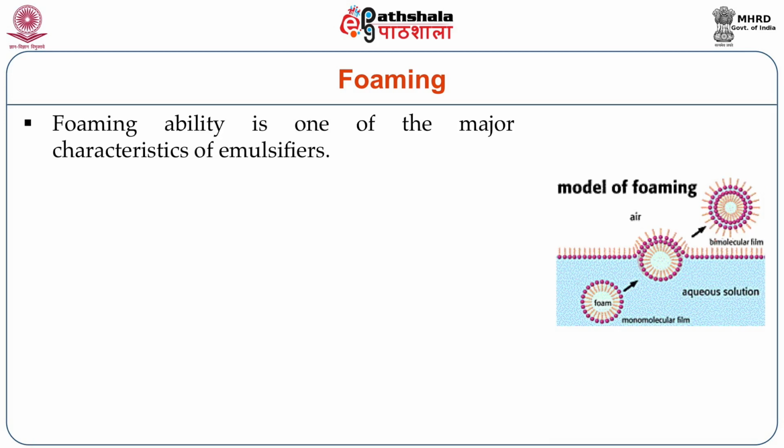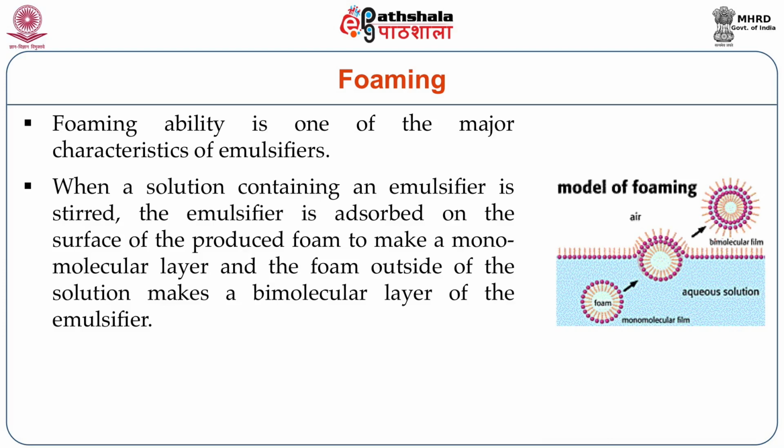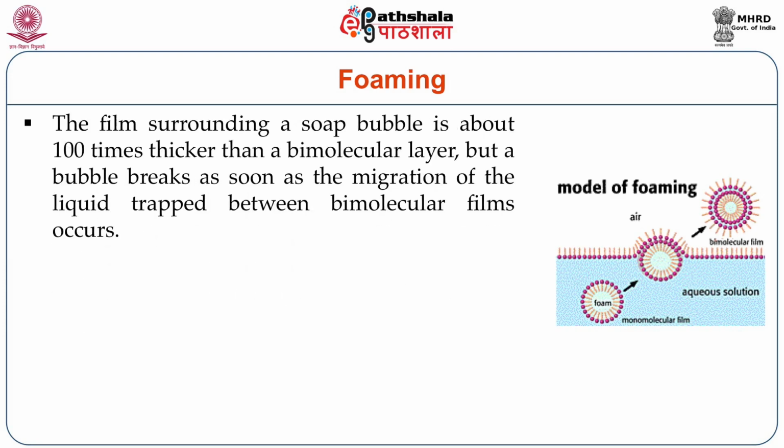Foaming ability is one of the most important and major characteristics of any kind of emulsifier. When a solution containing an emulsifier is stirred, the emulsifier is adsorbed on the surface of the produced foam to make a monomolecular layer, and the foam outside of the solution makes a bimolecular layer of the emulsifier. The film surrounding a soap bubble is around 100 times thicker than a bimolecular layer, but a bubble breaks as soon as migration of the liquid trapped between.